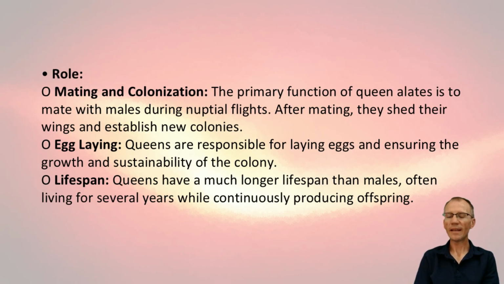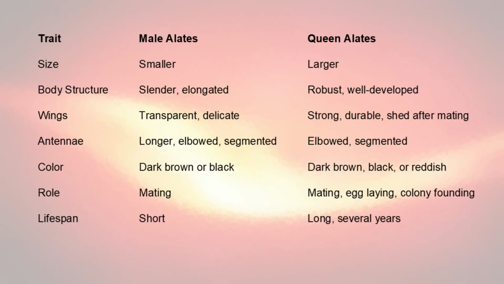Role. Mating and colonization. The primary function of queen alates is to mate with males during nuptial flights. After mating, they shed their wings and establish new colonies. Egg laying. Queens are responsible for laying eggs and ensuring the growth and sustainability of the colony. Lifespan. Queens have a much longer lifespan than males, often living for several years while continuously producing offspring.